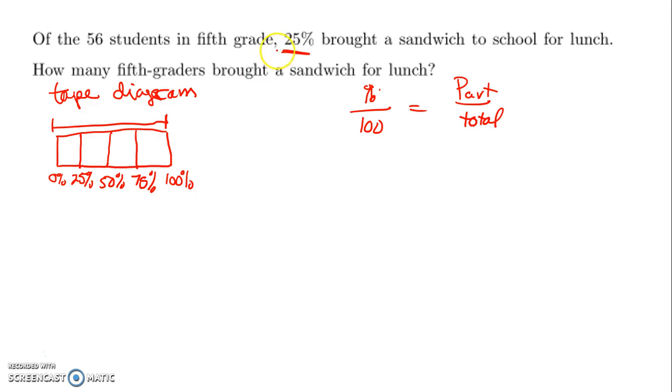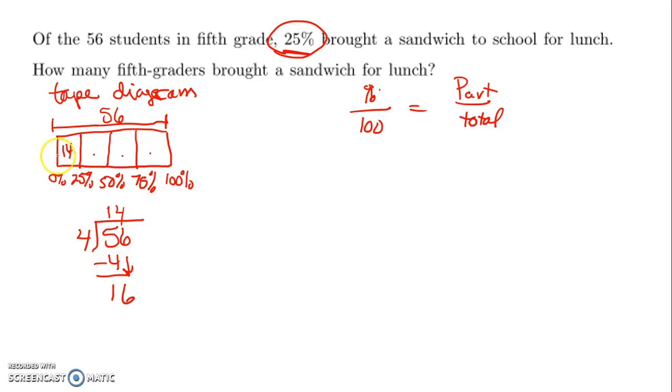Okay, I care about 25% of those kids. So I care about 25% of the 56 students. How many parts did I break my tape diagram into? 4 parts. So I would have to take 56 and divide it by 4. Alrighty, so 4 goes into 5 once. Drag down that 6. 4 goes into 16 4 times.